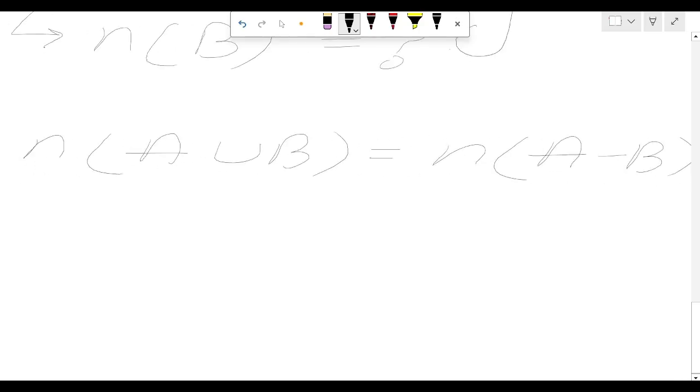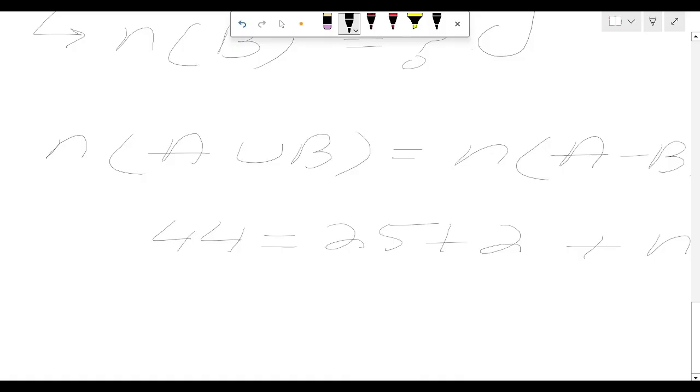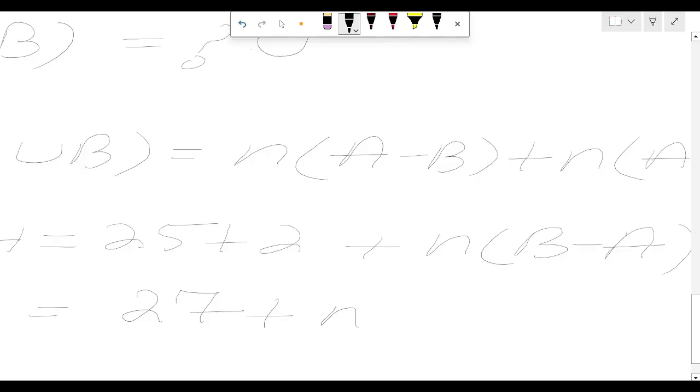Okay, so I'll place the values. A union B is equal to 44. Then A minus B is 25. A intersection B is 2, and n of B minus A will just remain the same. Okay, so if we add 25 with 2, we get 27. So 44 is equal to 27 being added with the number of B minus A.